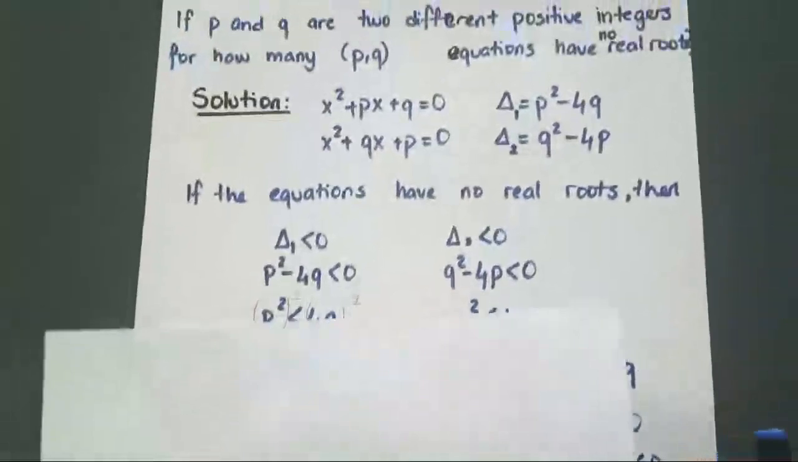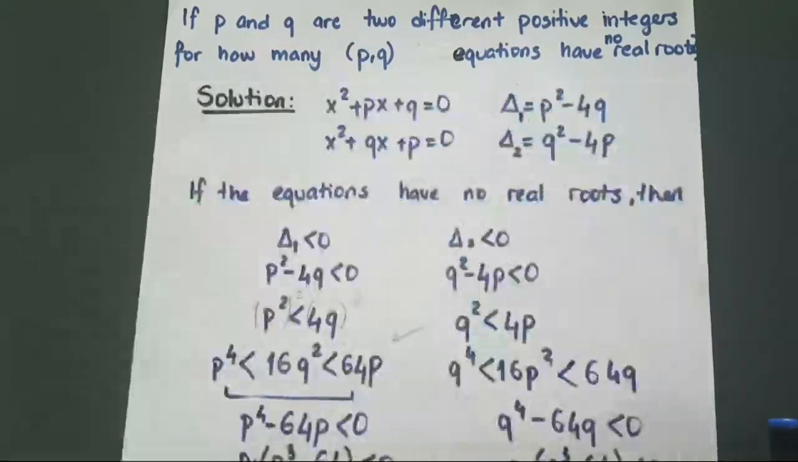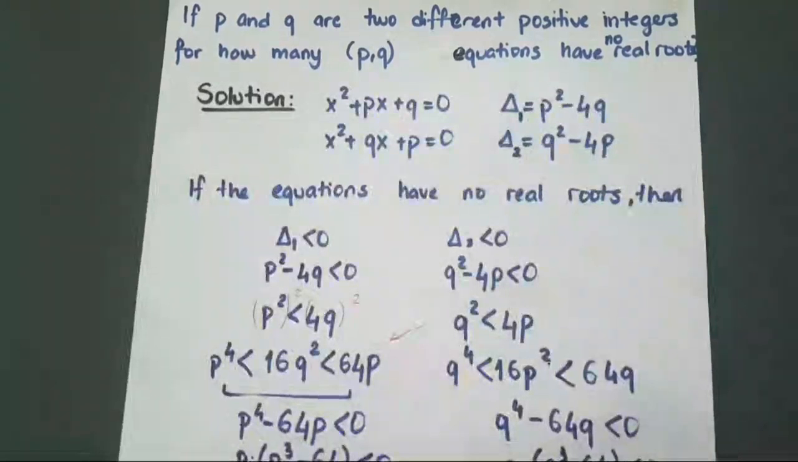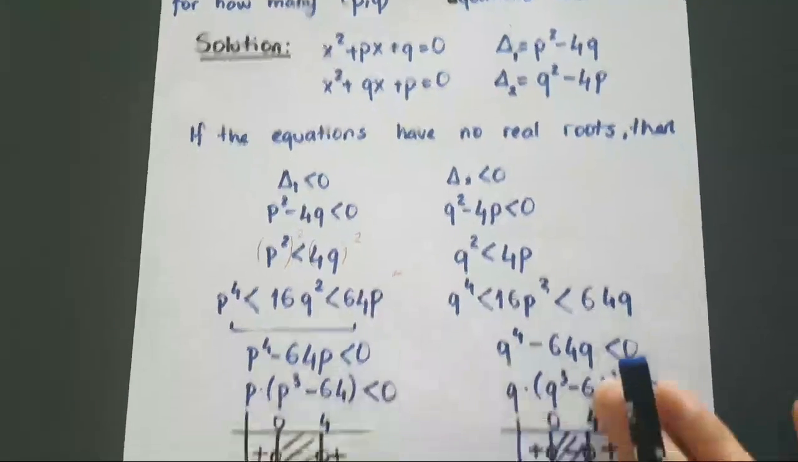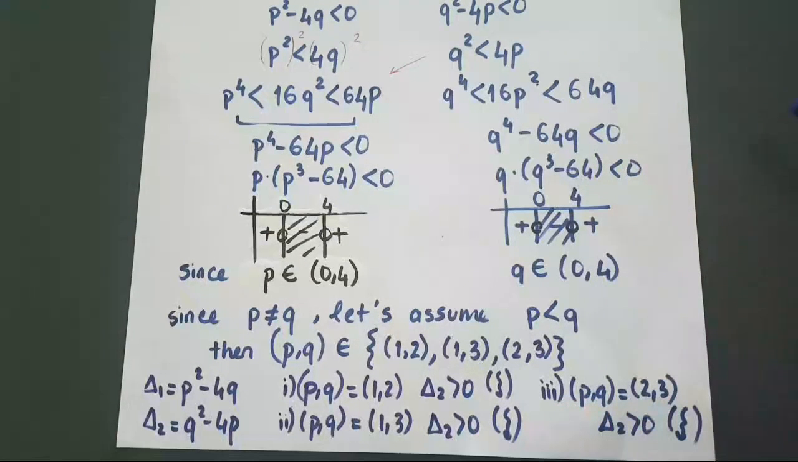So do we have any ordered pair p and q which makes our discriminants smaller than 0? No, we do not have. Any question, guys? Yeah, 0 pairs. Any question? No questions. So can I show you the next problem?